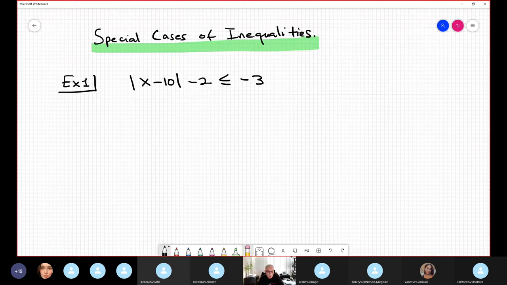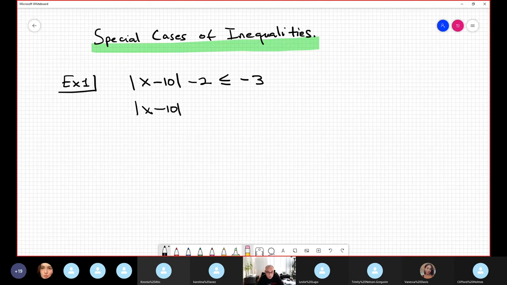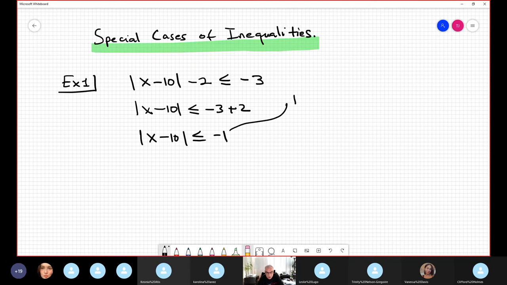Okay. The absolute value is not already isolated. That's the first thing you should do. So now, absolute value of x minus 10, I move negative 2 to the right hand side, so less than or equal to minus 3 plus 2. You combine. Negative 1.